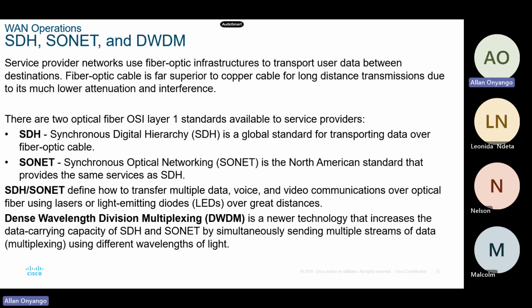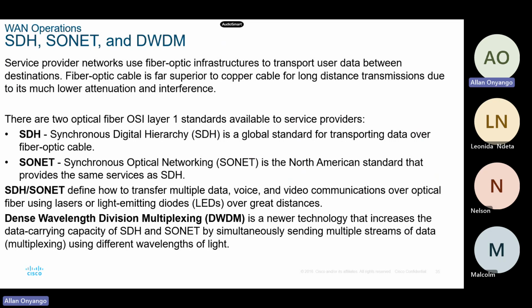Now, there are two major fiber optic standards available for service providers. The one that is commonly used globally all over the world is the SDH, the synchronous digital hierarchy. This is the standard that presents and transports data over the fiber optic cable, globally. Then in North America, there exists a standard called the SONET, the synchronous optical networking, okay, that also provides the same services as provided by the SDH.